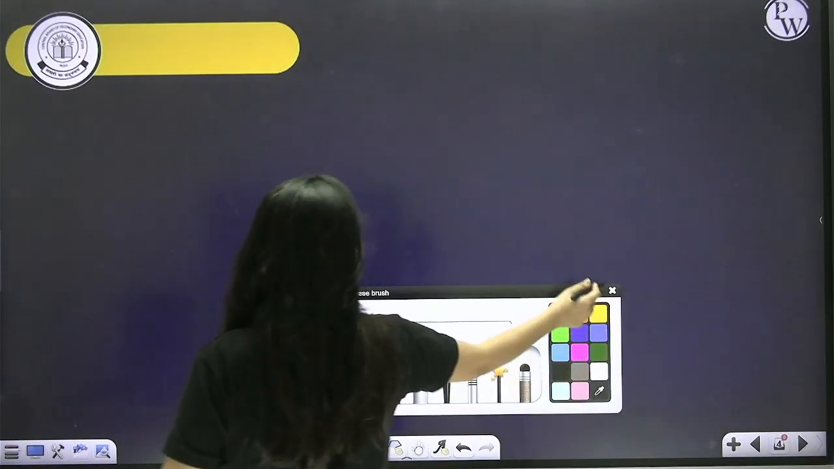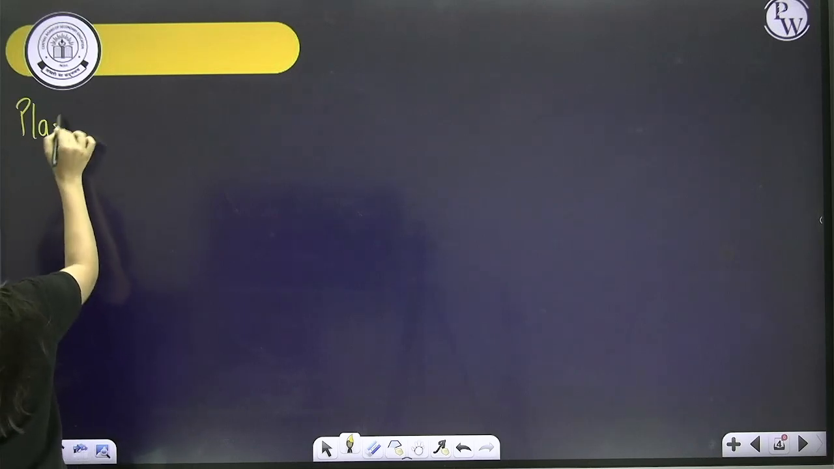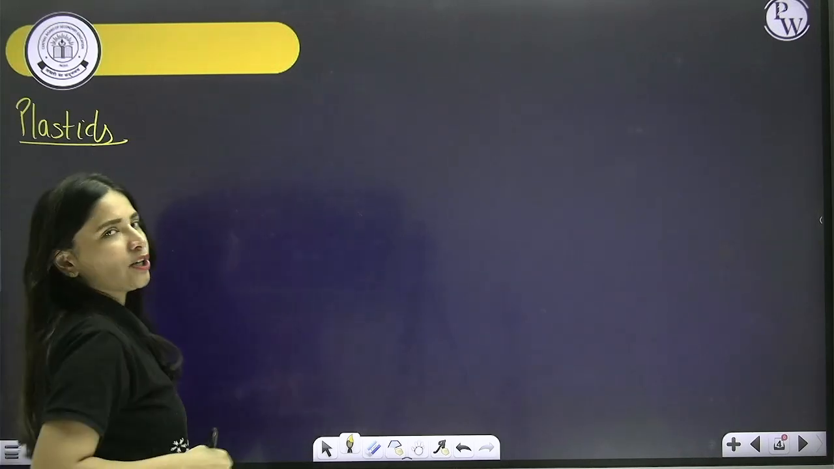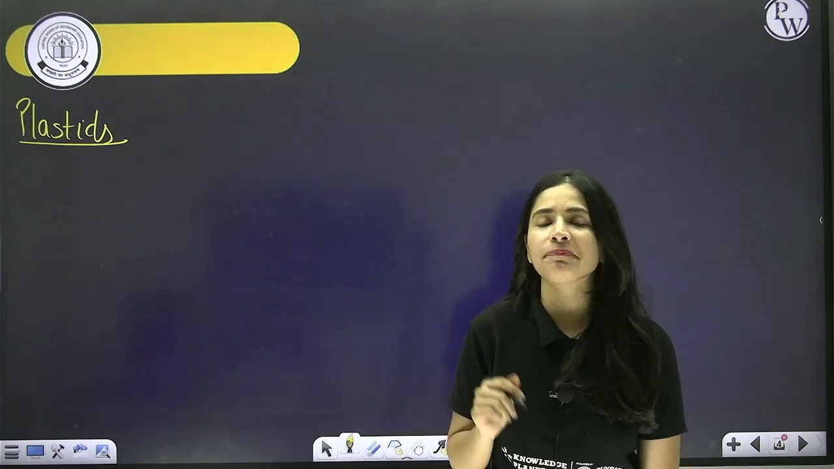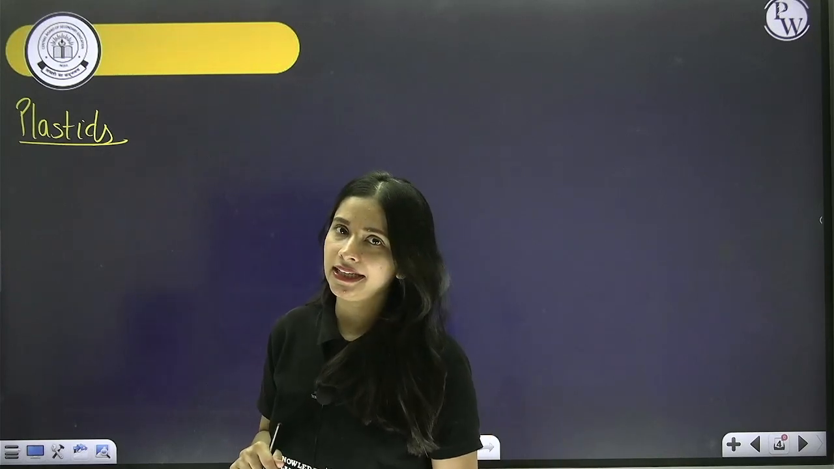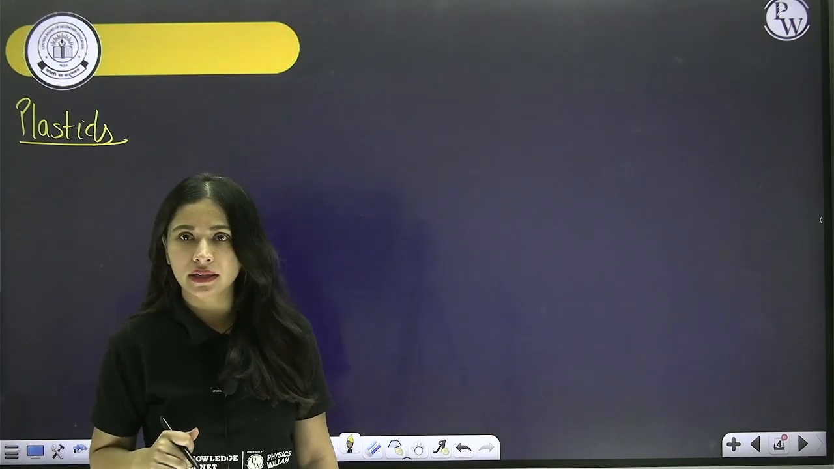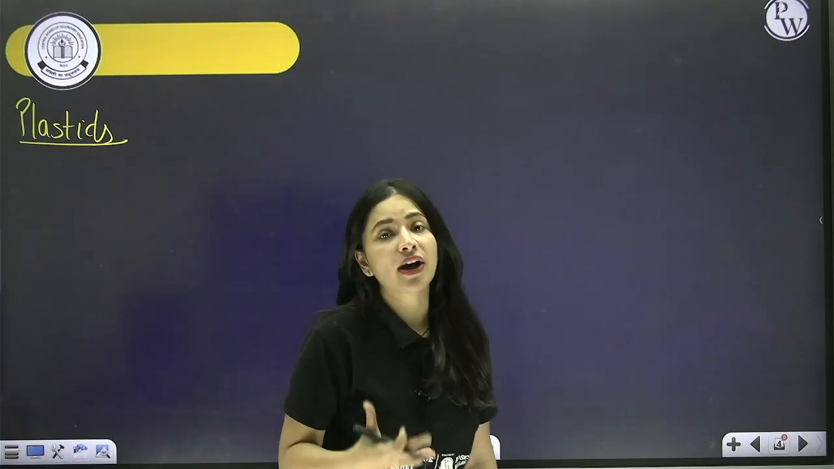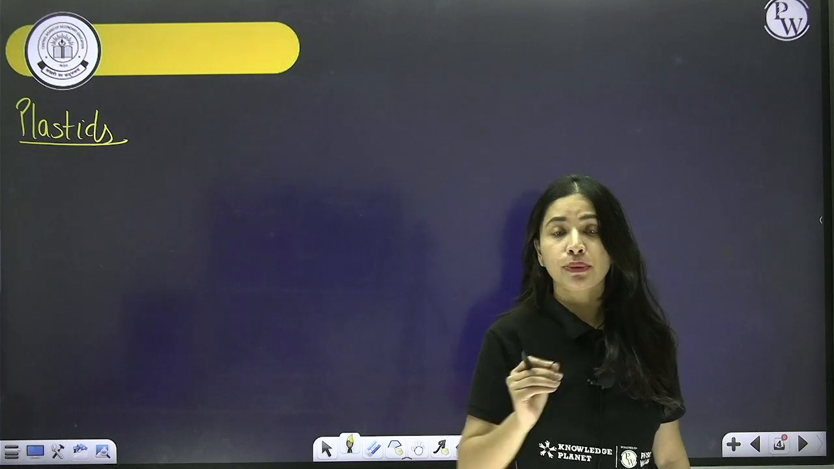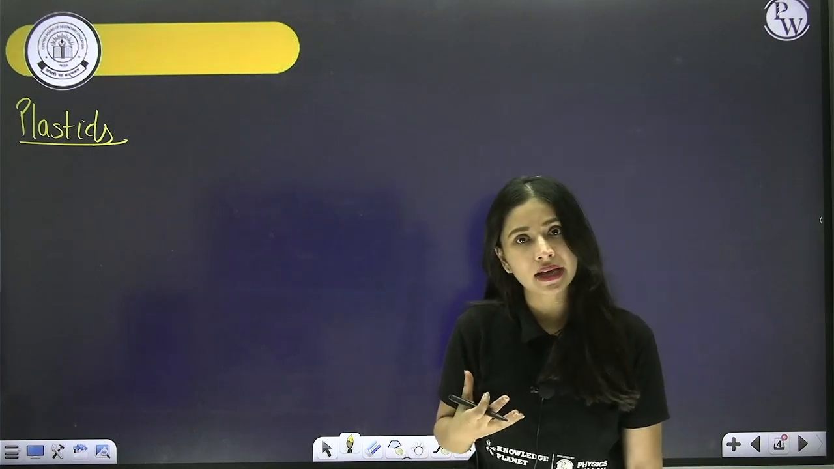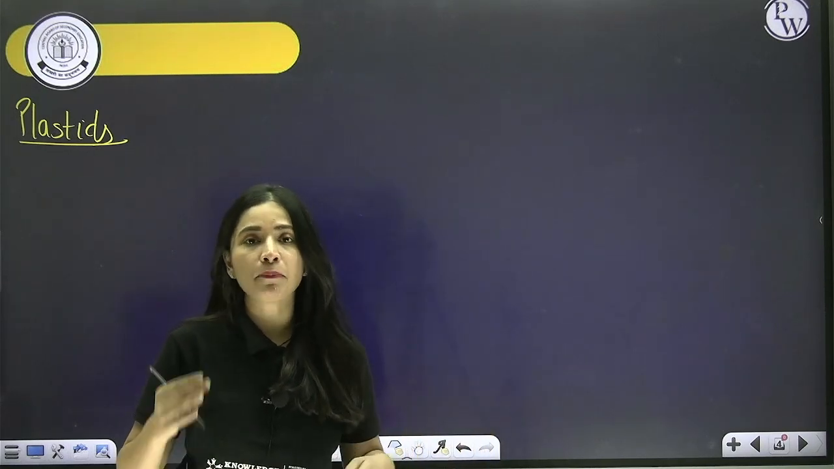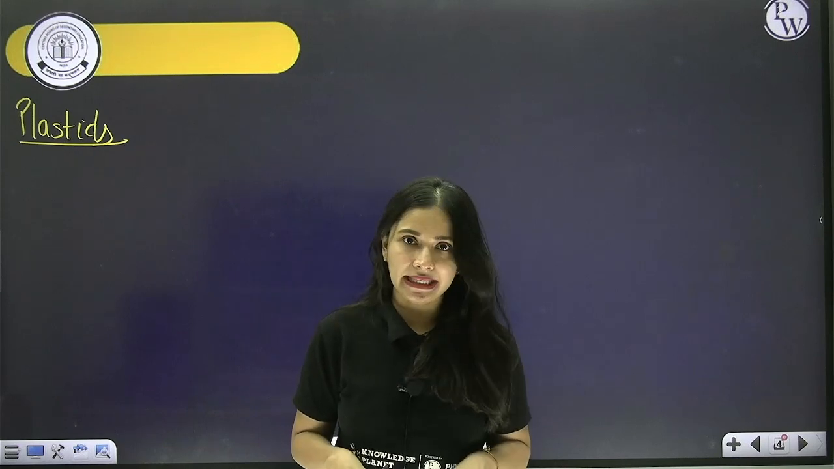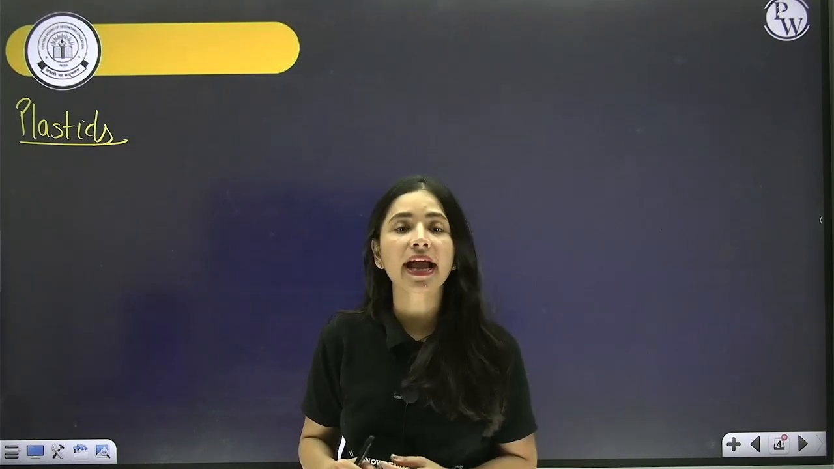See students, first we are going to talk about plastids, right? Do you have plastids in your body cells? No. Plastids are uniquely found in plants, euglenoids and algae. These are double membrane bound cell organelles which, depending upon their function and color, are of three types, that is leucoplast, chromoplast and chloroplast. Now, we are going to discuss them one by one, but separately, correct? So we start with the types of plastid.